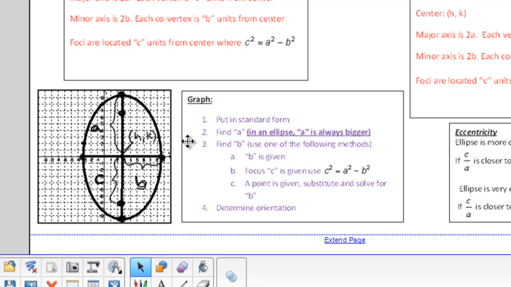Here's an example of what an ellipse looks like. When you put it in standard form, you can find a and you can find b, and you can use the equation c squared equals a squared minus b squared to determine what c is, and you can graph those values as well.